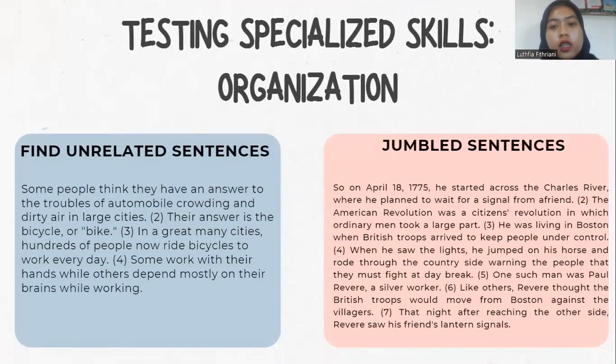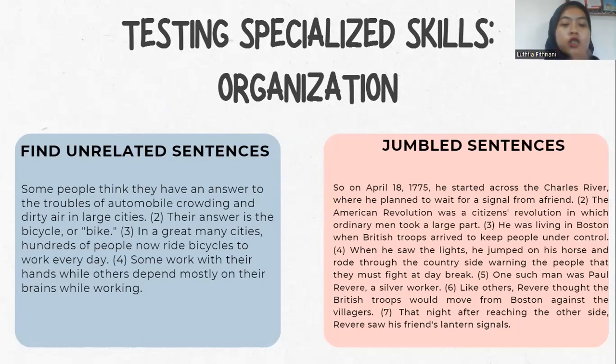Next is testing organization. In testing organization, there are two types of tests: find unrelated sentences and jumbled sentences. Do you know what the difference is between the two types of tests in organization? Find unrelated sentences: the students are required to find unrelated sentences in a paragraph.